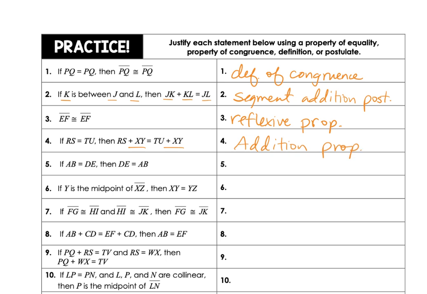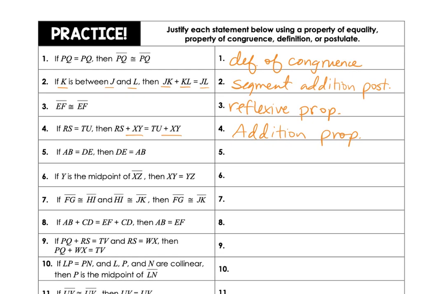What's number 5? If AB equals DE, then DE equals AB. That's the symmetric property. It's the symmetric property of equality, right? Not congruence, because there's no congruent symbol there. But again, I'm not picky on that part of it. If in the future on a test we're not specific about it, does it matter? If you just say symmetric property, I will take it. You don't need to say of equality or of congruence.